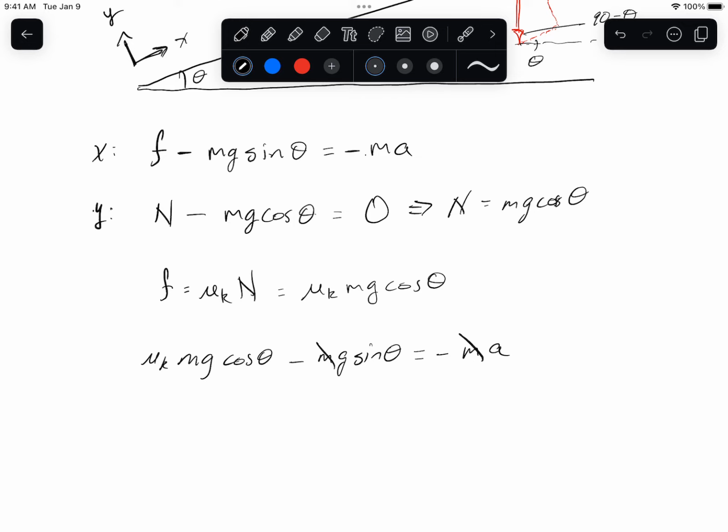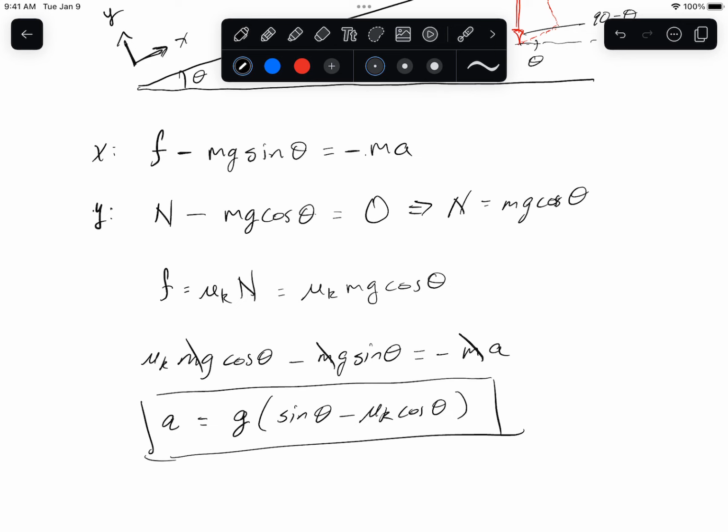So the m's are all going to cancel out. And let me move the minus sign over to the other side and factor out the g. So what I'm going to get is that the acceleration a is equal to g times sine of theta minus mu k cosine of theta. And so that is what I have found from using Newton's laws. I have been able to determine the acceleration of the box, which is exactly what I need for the next part of the problem.